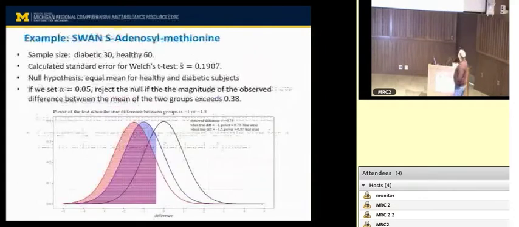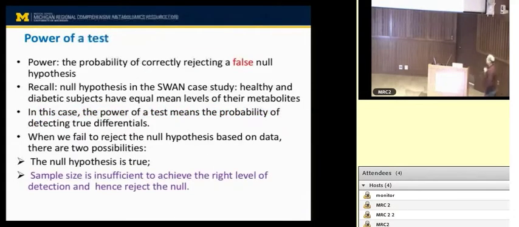So that's where the notion of sample size comes about, because it may be insufficient to really calibrate the standard errors of your data when you use them for testing purposes, and therefore you don't have the right level of detection, and hence you fail to reject the null.